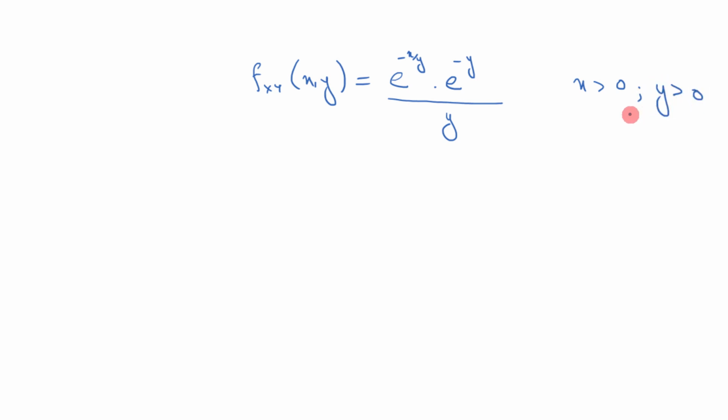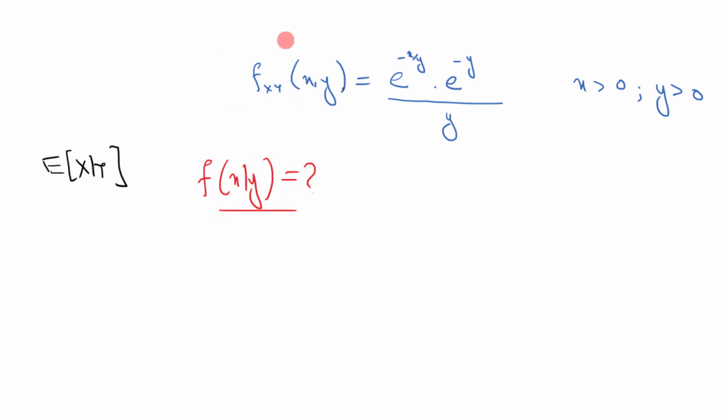For example, you are given a joint density function which is equal to e raised to power minus x over y, into e raised to power minus y divided by y, and it is valid for x greater than 0 and y greater than 0. Our purpose is to find the expectation of X given Y. For this purpose, the first thing we have to determine is f of x given y.